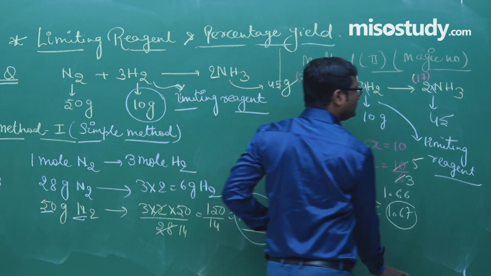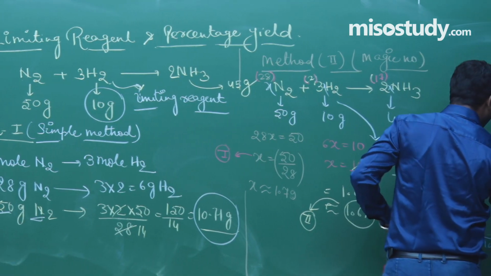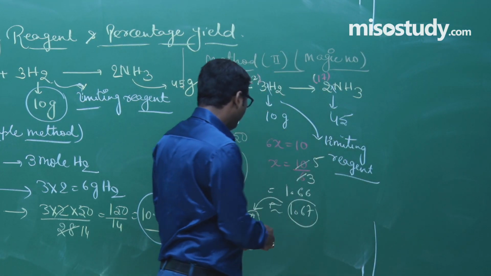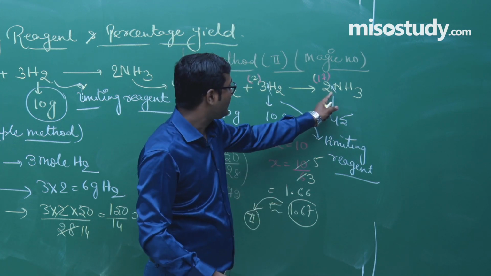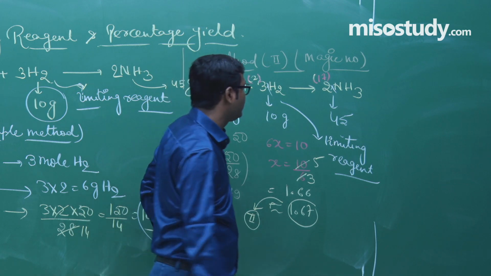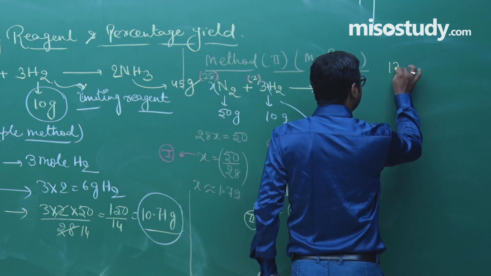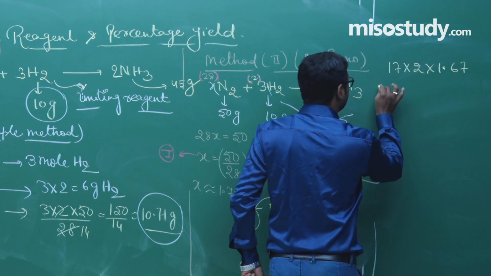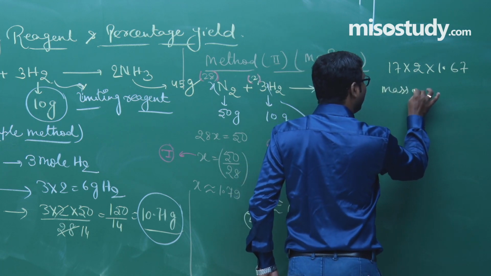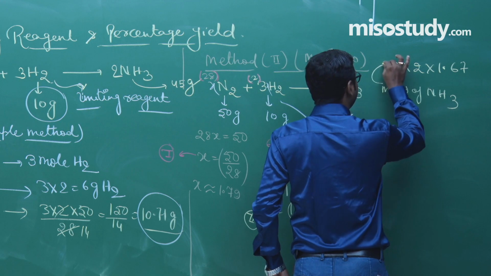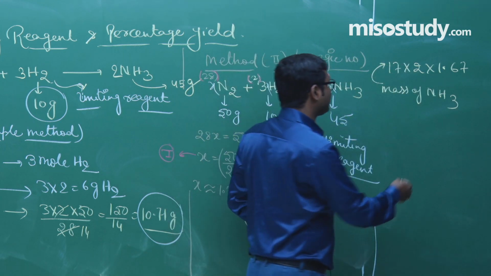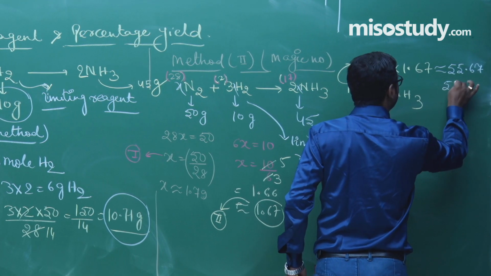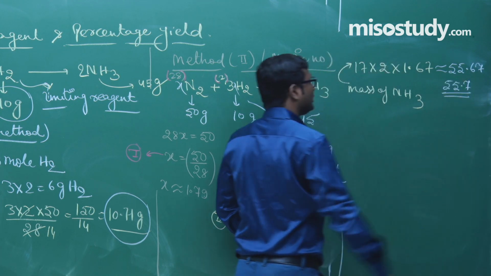Now, I am moving here, friend. I am moving from one corner to the other corner. So, don't worry. You will feel better. Now, 1.67 put here, so what is the quantity of NH3 in this case? We will put 17 into 2, and what is the value of x? That is 1.67. So, we can say mass of NH3 is equal to 17 into 2 into 1.67. It will give you a value around 55.67, or you can say 55.7. This is the theoretical mass.